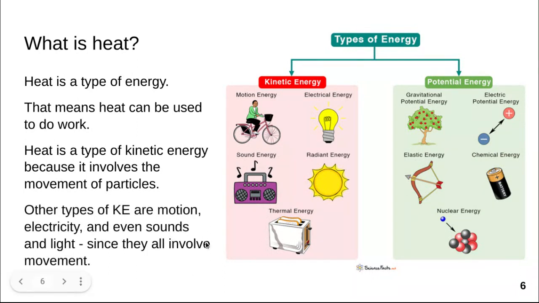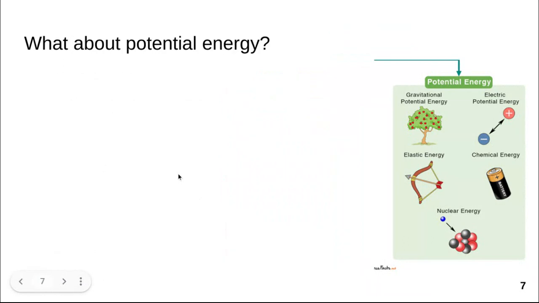Other types of kinetic energy are general motion, like moving on a bicycle or a ball rolling down a hill, electricity, because it involves the movement of electrons, sound and light, because they involve the movement of waves. And so these are all different types of energy that we're going to be thinking about as we talk about what happens to the heat energy that we use.